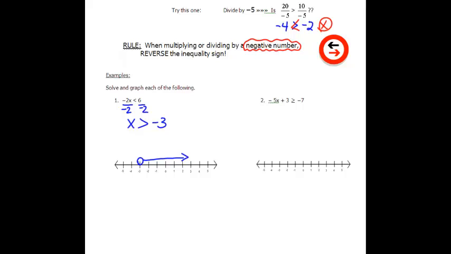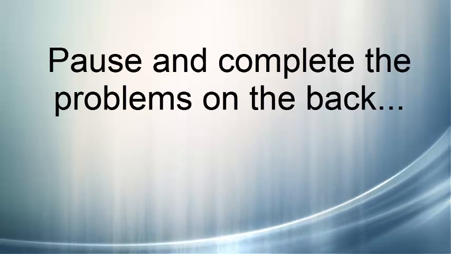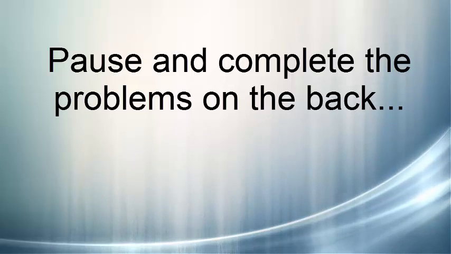Negative 5x plus 3 greater than or equal to negative 7. So I subtract 3. I am subtracting 3 here, not multiplying or dividing by a negative. So it's going to stay negative 5x is greater than or equal to negative 10. Now I divide through by negative 5, and x is less than or equal to 2, because in this step here is where I divided through by a negative. To graph that, it would be a closed circle, and it would be to the left. So there are a few more examples on the back. Why don't you try each of these and come back and check your answers with me.